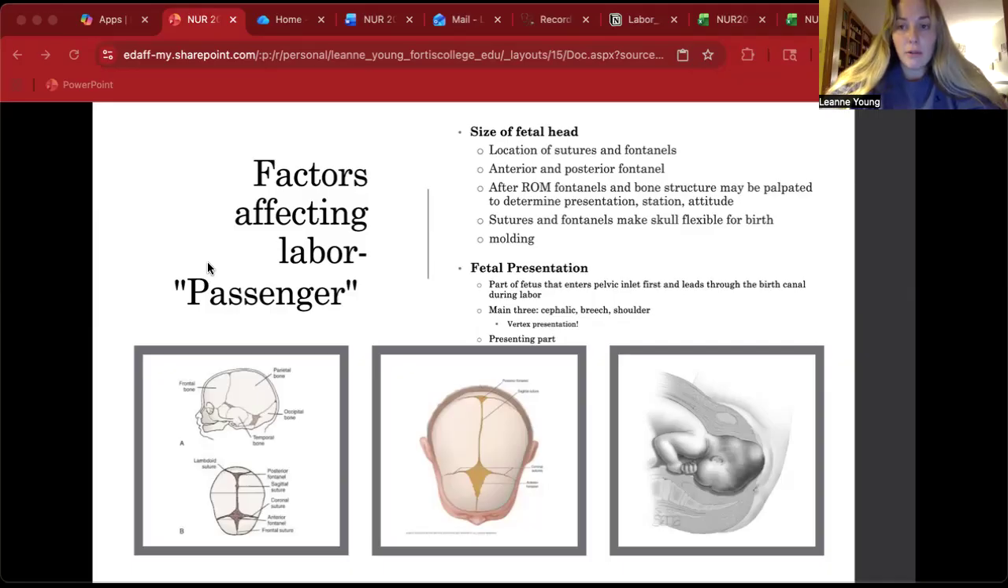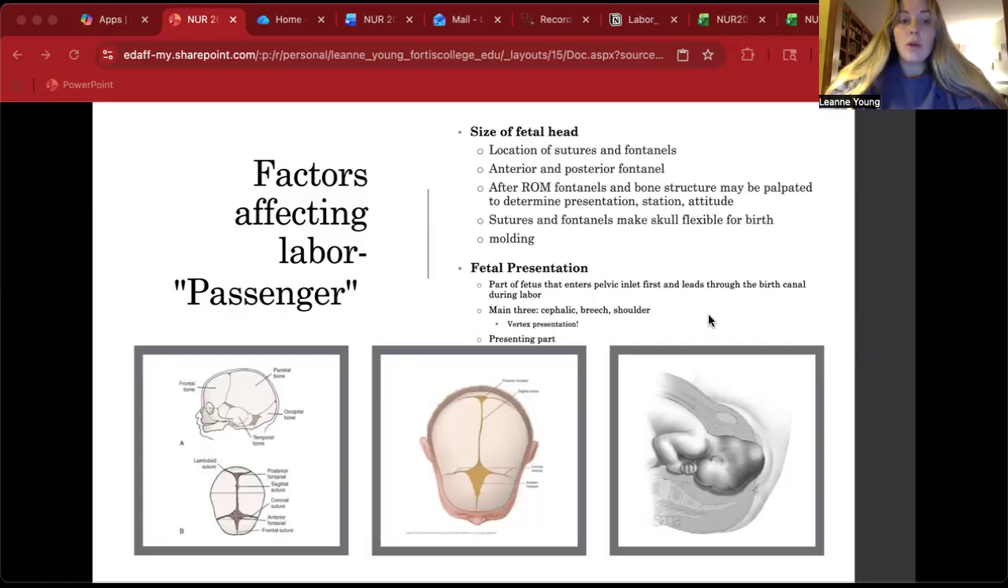Fontanelles can also be referred to in layman's terms as soft spots. A lot of moms refer to this on babies as soft spots. The other one would be the posterior fontanelle, which is triangular and it closes about 6 to 8 weeks after birth. So that one closes pretty quickly.